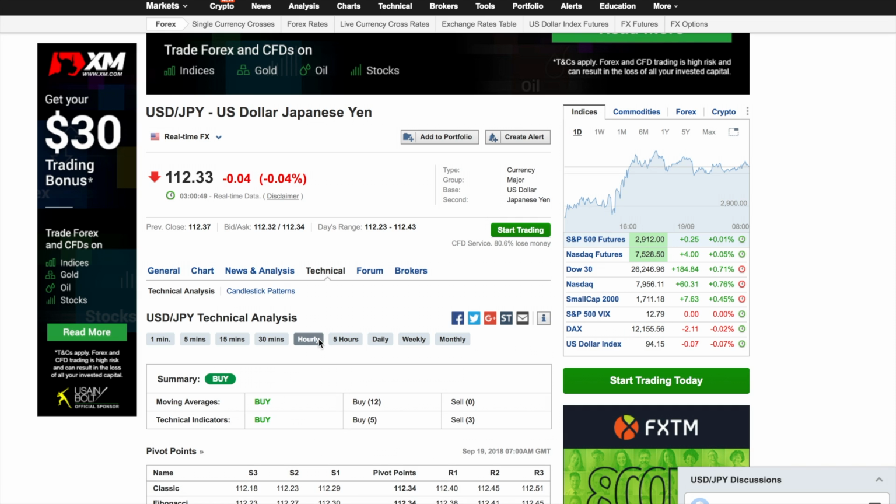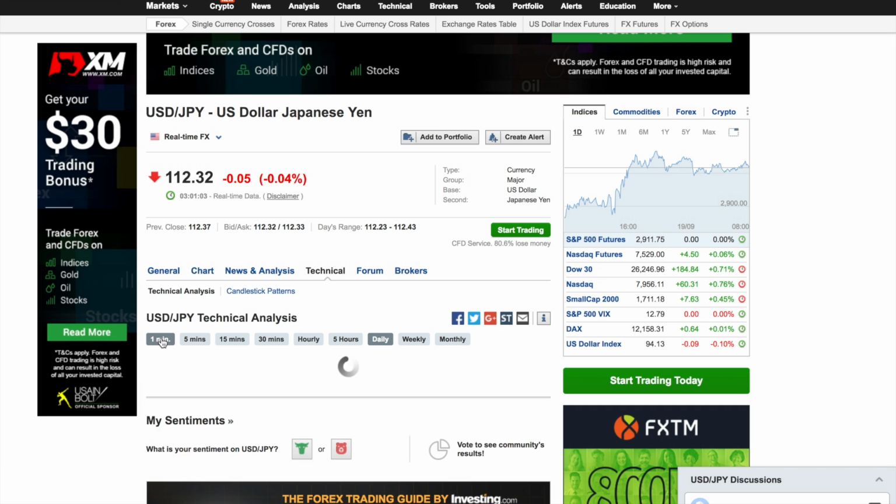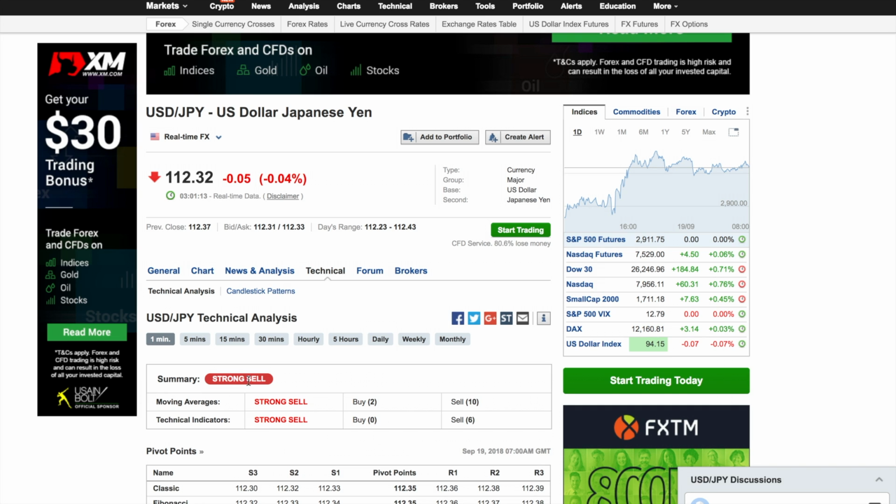So if we remember over here, it was a strong buy on the hourly. Let's go up. Strong buy on the 5 hourly, strong buy on the daily. So I would go ahead and say that I'd be looking to buy this pair just because the larger time frames are telling me that we're technically in a strong buying zone. So on the 1 minute chart we have a strong sell.